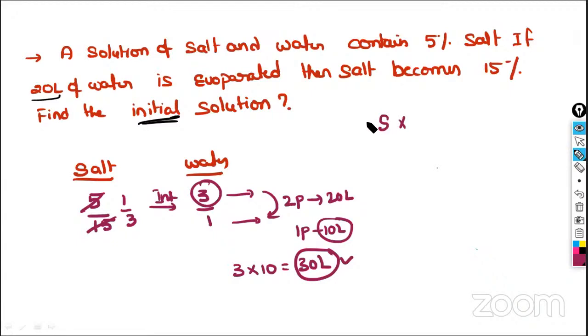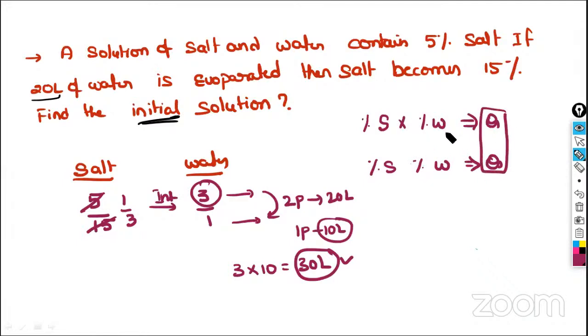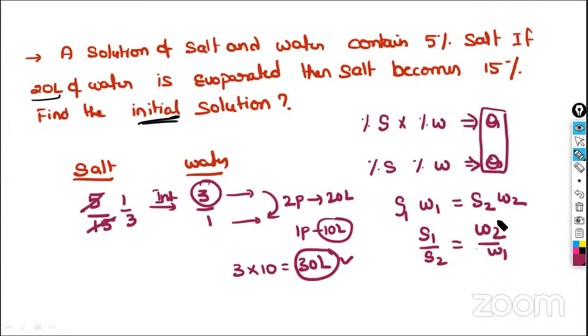The percentage of salt and water will be the quantity. Okay, I'm taking that the quantity is the same. So if the quantity is the same, what will happen? S1 W1 equals S2 W2. So write S1 by S2, that means salt initial and final, equals W2 by W1. That is inversely proportionate.